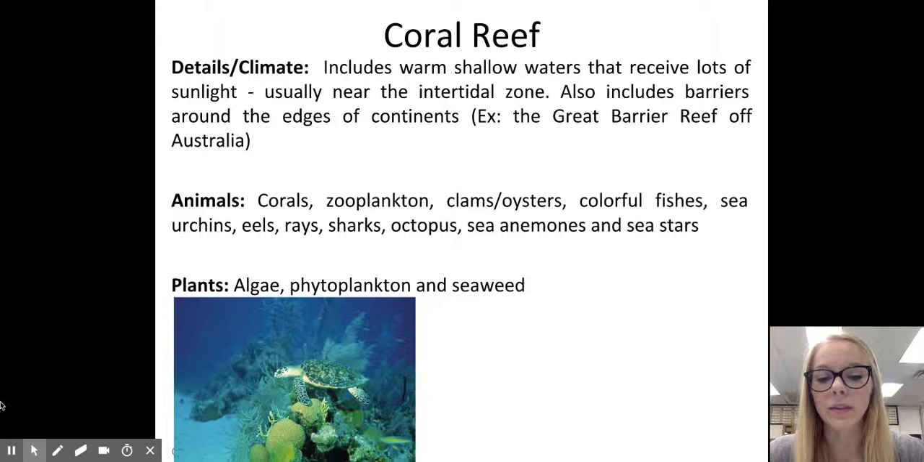Coral reefs are incredibly crucial to our planet's survival. The warm, shallow waters are home to many corals, colorful fishes, sharks, octopus, and so many more aquatic animals. Plants like algae and seaweed perform photosynthesis to provide these habitats with lots of energy from the sun.